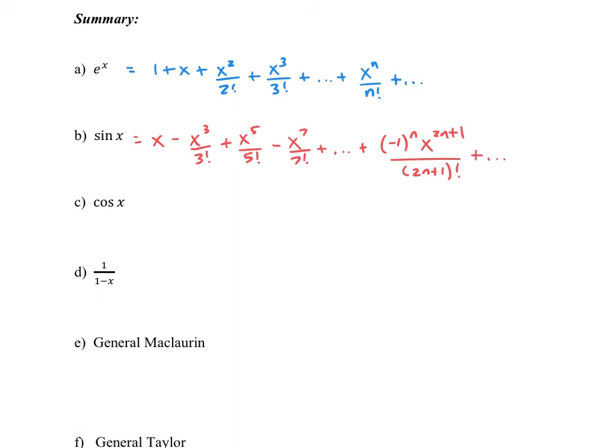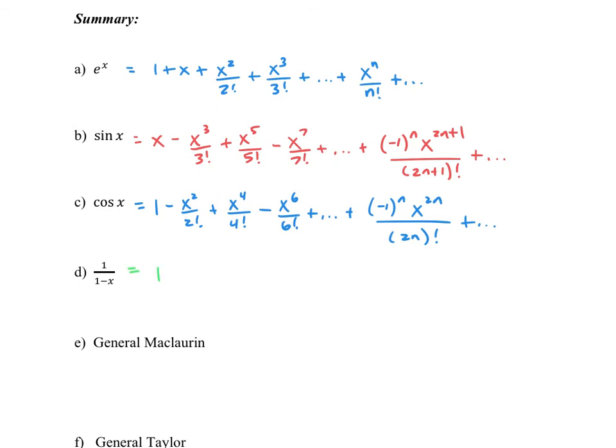Okay, with cosine, that one is going to be even, so we're going to start with 1 minus x squared over 2 factorial plus x to the 4th over 4 factorial minus x to the 6th over 6 factorial, and so on. And then the one that we learned at the very beginning of all of this, the geometric one, is 1 plus x plus x squared plus x cubed. It probably seems so simple now, I suppose. And then we have x to the n.